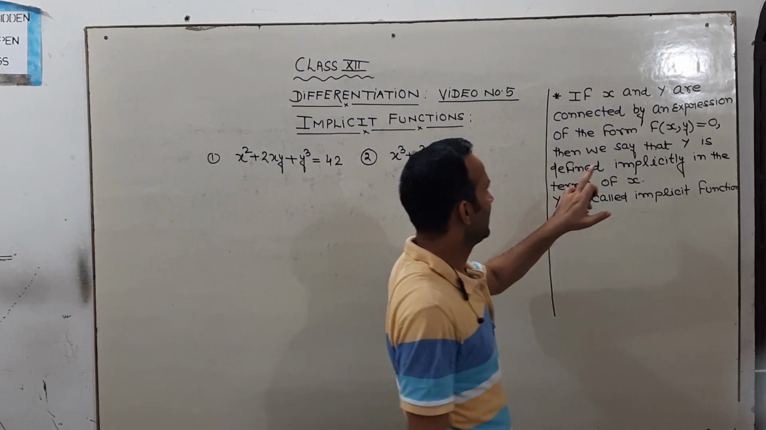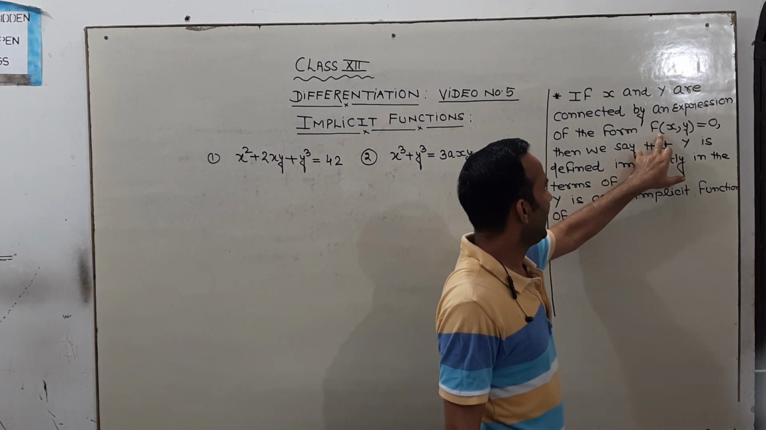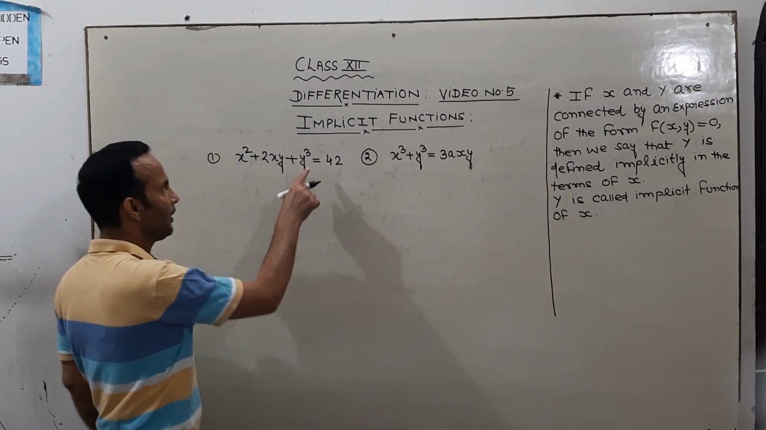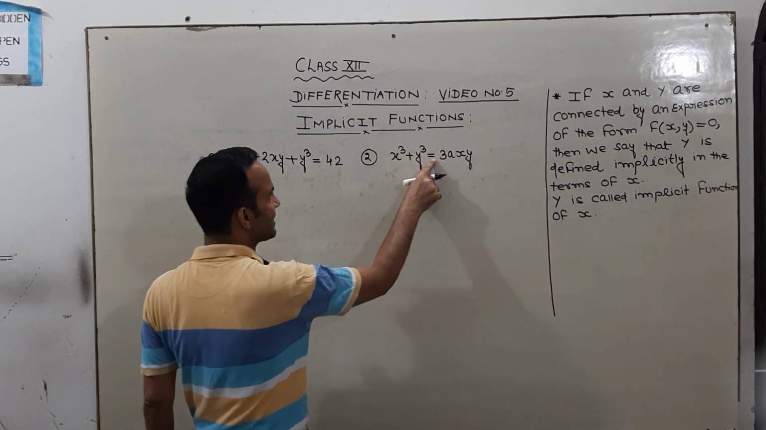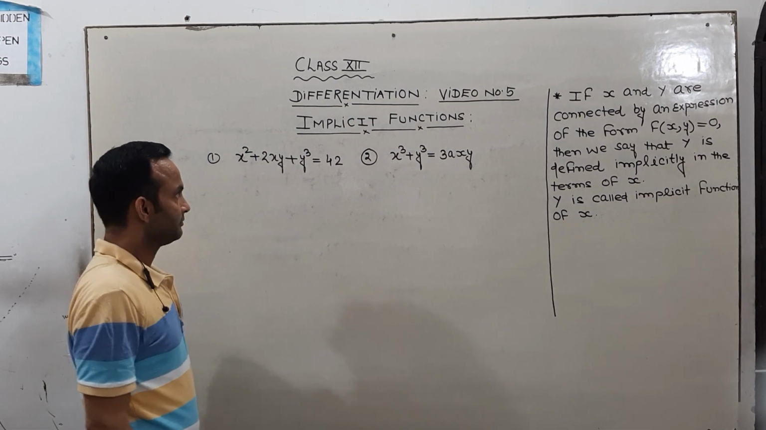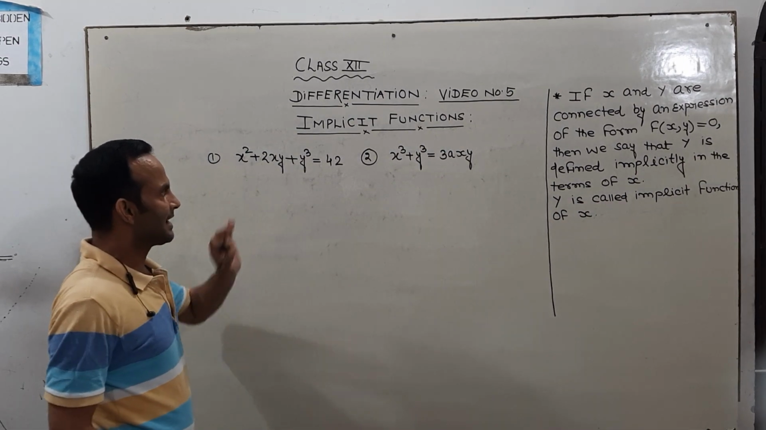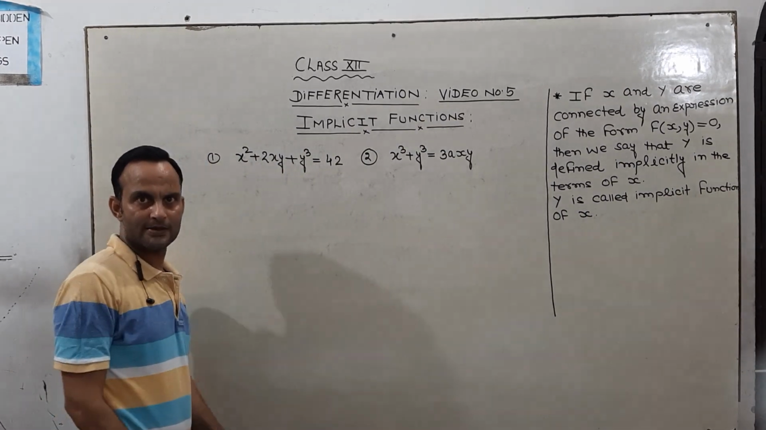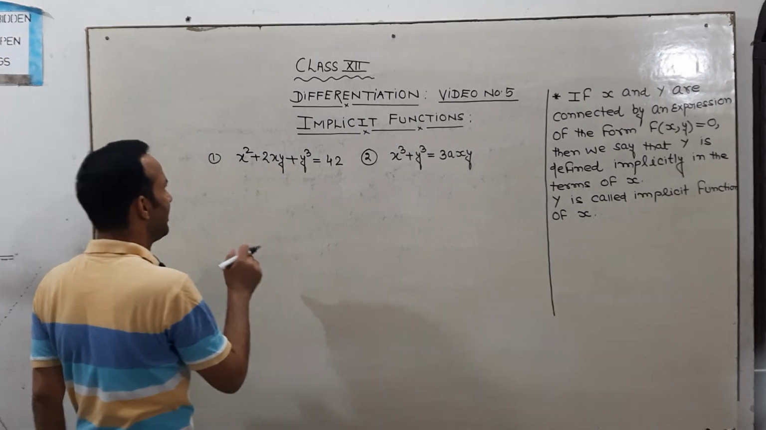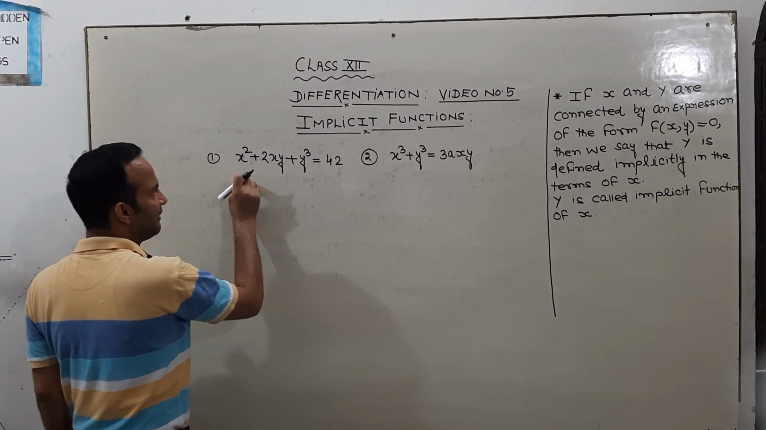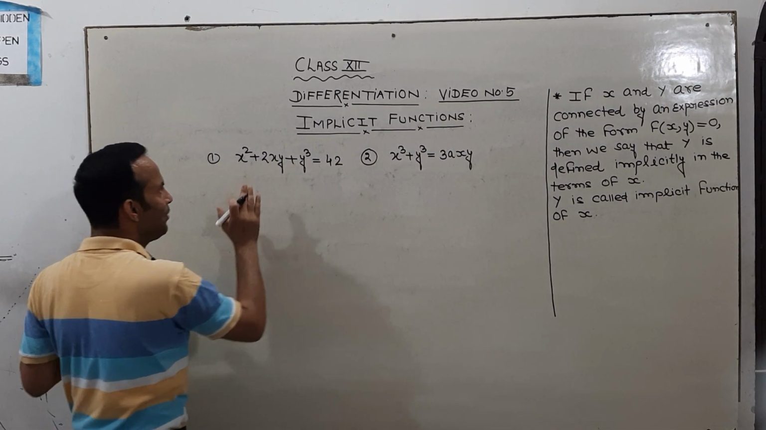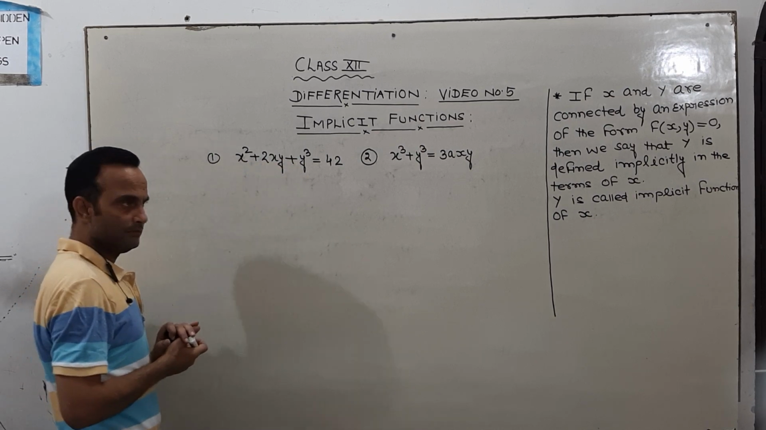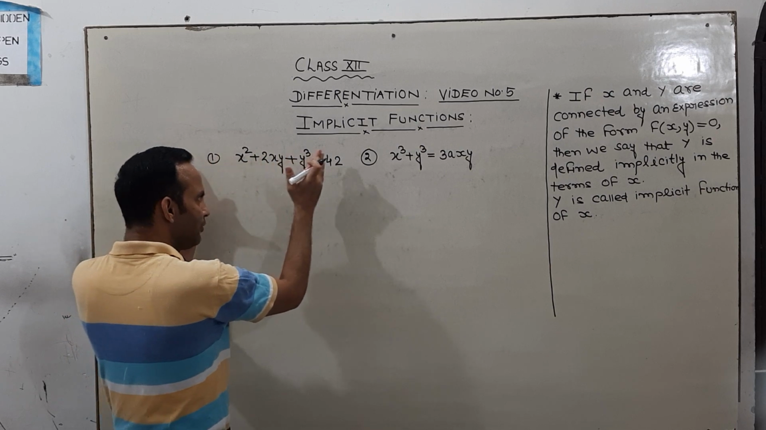Here you can see, I have already told you that f of x comma y equal to 0. In such type of problems, equal sign is given. To solve such type of problems, we have to differentiate both sides with respect to x. See, we have to write here: differentiating both sides with respect to x. Since plus sign is given, therefore the question is divided into parts.